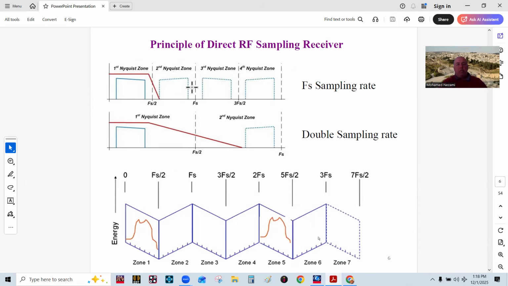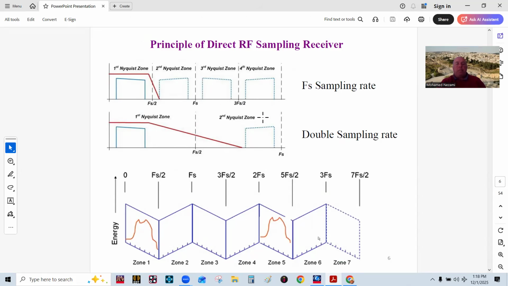Now, if you increase the sampling frequency, that image is going to go further and further away because your sampling frequency is going higher. Which means you have an easy job of filtering just the desired signal in the first Nyquist zone.